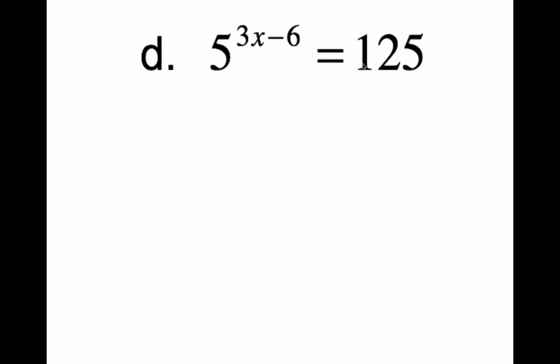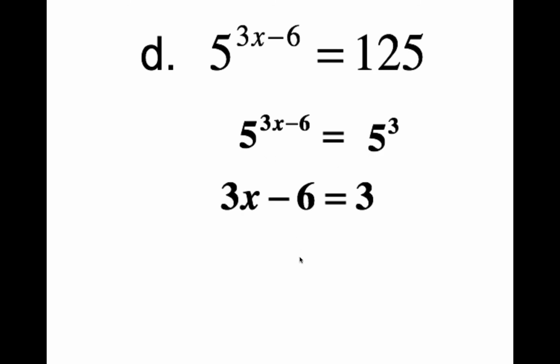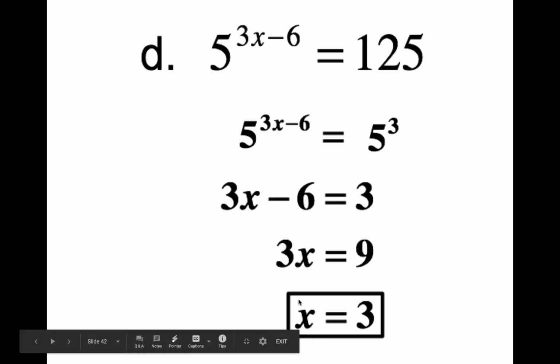So if we're trying to go smaller, notice the 125 is a big number that I can rewrite with a base of 5. So the left side drops down, and then the right side becomes 5 cubed, because 5 cubed is equivalent to 125. I didn't make this side bigger, I just rewrote it. Now that my bases are equal, I can set the exponents equal to each other. Add the 6 and divide by 3. So x equals 3.